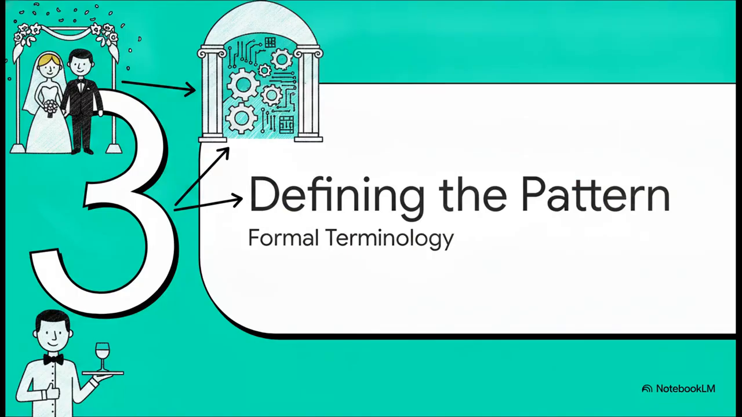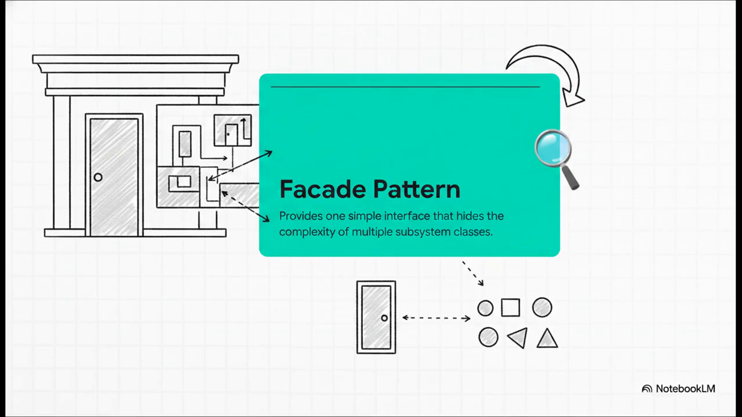Defining the facade pattern. So mapping that to code, formally speaking, a facade pattern provides one simple interface that hides the complexity of multiple subsystem classes. The client doesn't need to know how the underlying subsystems work. It simply uses the facade. You can basically think of it as a wrapper class. It gives your clients this beautifully unified, simple interface, completely decoupling them from the nasty, complex subsystem classes underneath. If you want to sum it up in 4 words, one door, many rooms.